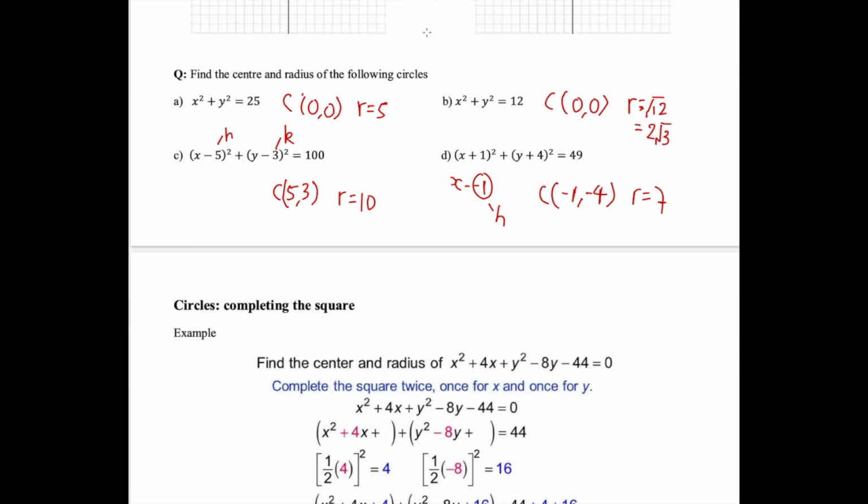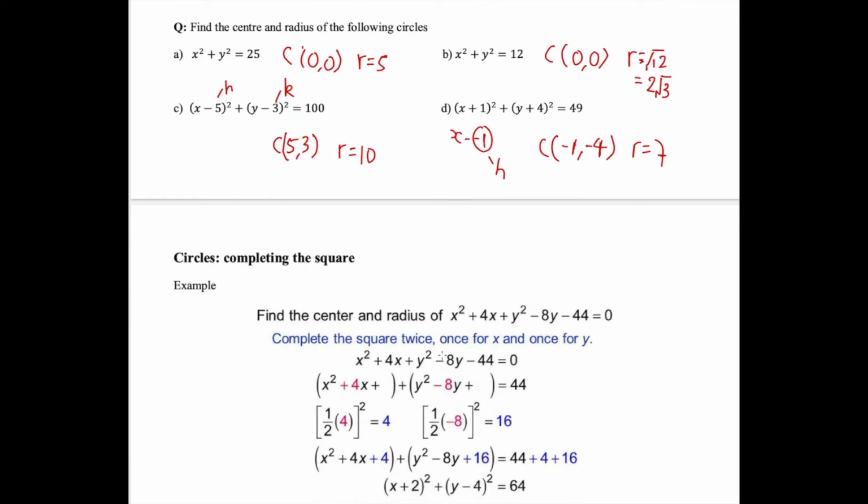Yes, completing the square. If you still recall from last term, to complete the square, you need to find a term that you need to add onto this in order to factorize. Okay. So what you can do is split this up into x squared plus 4x, and split this up into y squared minus 8y. The question asks you, what do you need to add to x squared plus 4x such that you can factorize into something like this, x plus 2 squared.